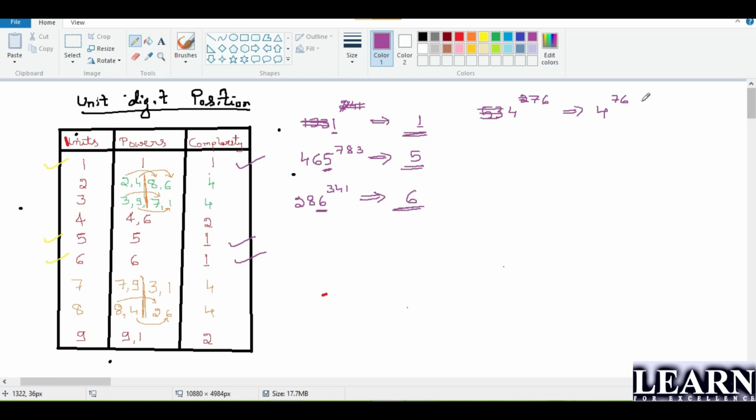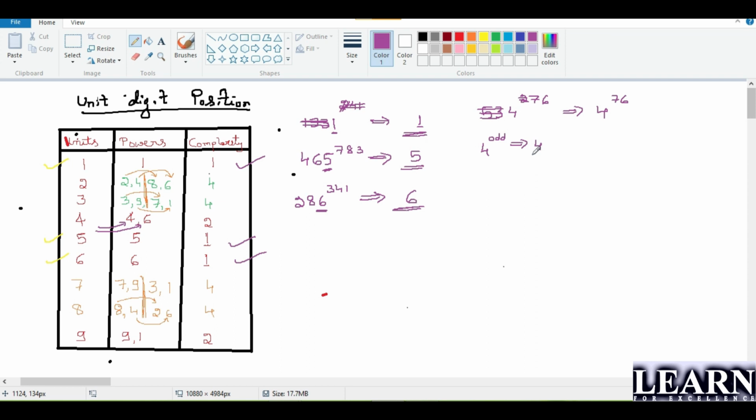Now while talking about the unit digit of a number which has a complexity of 2, we need not worry about the powers, whether it is a 2-digit number or not. Just look at the table over here, guys. 4 to the power 1 is 4, 4 to the power 2 is 6, 4 to the power 3 is again 4, 4 to the power 4 is 6, 4 to the power 5 is 4, and 4 to the power 6 is 6. Right? So I can directly say that 4 to the power any odd number will end with 4.